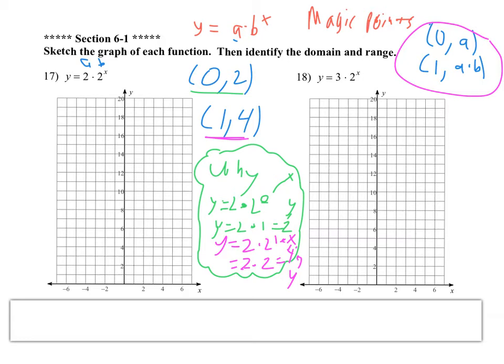Okay, so now we'll graph our 2 points here. We got 0, comma 2, it'll be right there, and then 1, comma 4 will be right there. All right, and then we'll go ahead and draw our graph.